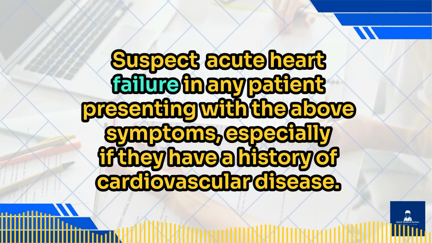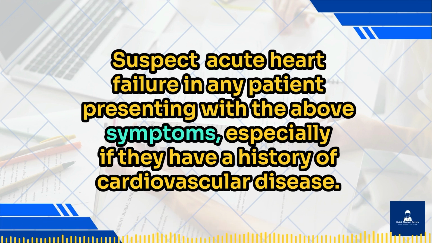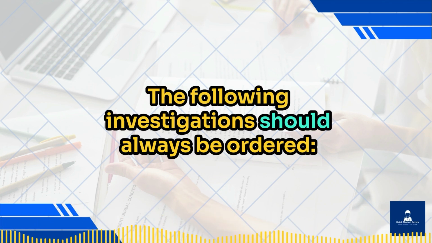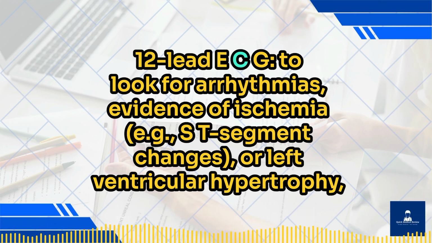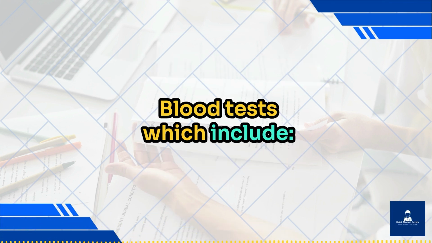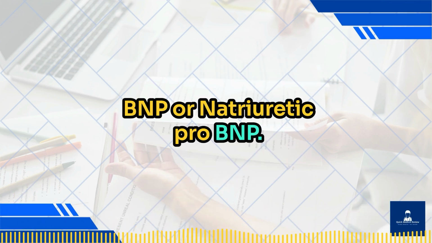Suspect acute heart failure in any patient presenting with the above symptoms, especially if they have a history of cardiovascular disease. The following investigations should always be ordered: 12-lead ECG to look for arrhythmias, evidence of ischemia, for example, ST segment changes or left ventricular hypertrophy; chest X-ray to look for signs of pulmonary congestion such as cardiomegaly, pleural effusions, and Kerley B lines; blood tests, which include BNP or N-terminal proBNP.